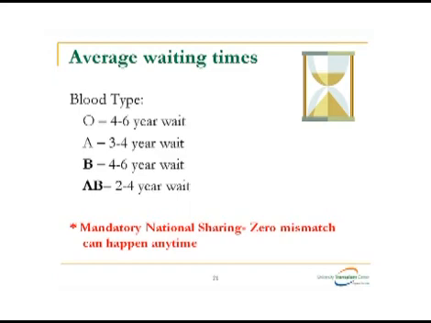Now, the one thing that's important for you to know, though, is mandatory national sharing for zero mismatch can happen at any time. What that means is if an individual donates a kidney and you are an exact match for that kidney, and you are the only exact match for that kidney, it doesn't matter where you are on the list. That is your kidney. The offer will be made to you first.